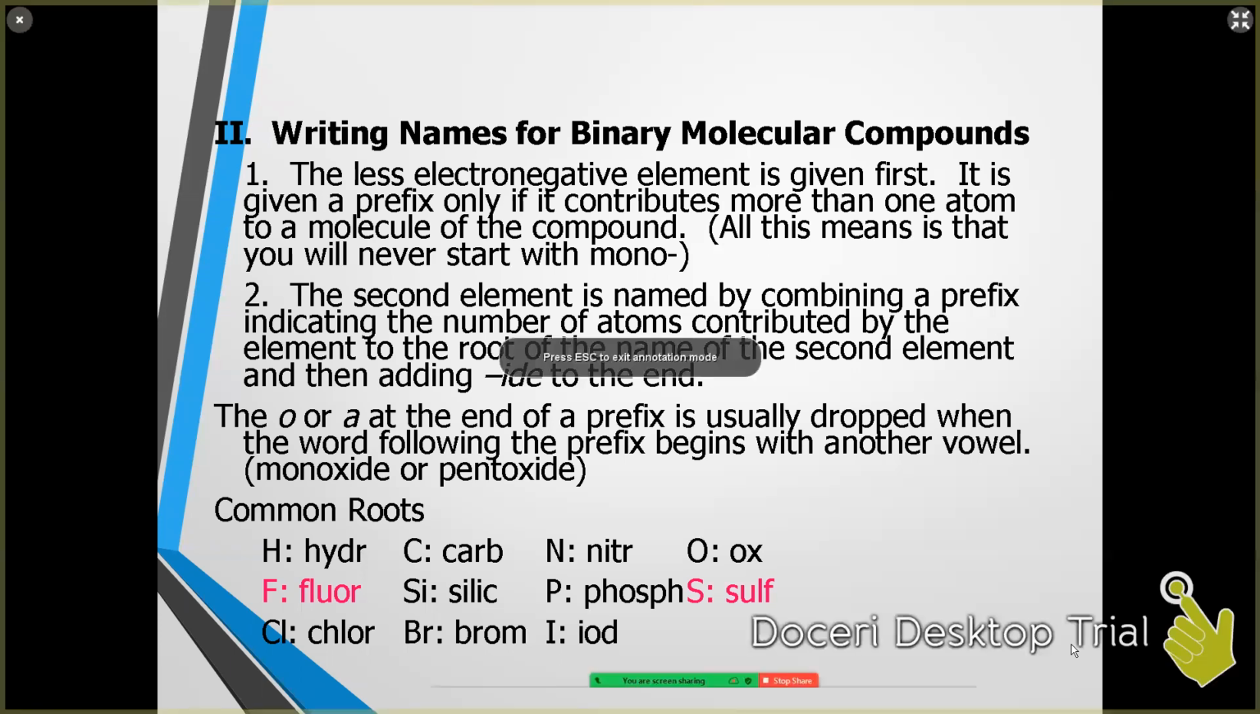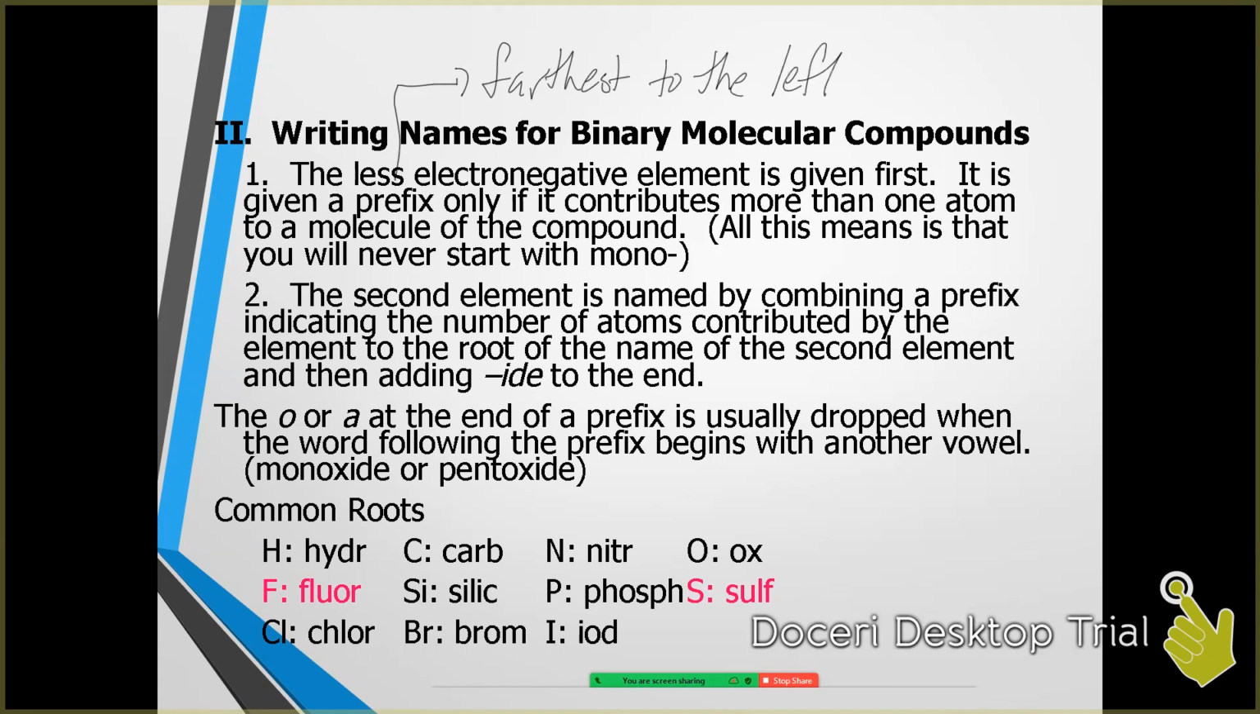Now you're going to be given the formula and you need to write the name. The less electronegative element is always given first, and that one is going to be the one that is farthest to the left of the periodic table. Usually you don't even have to worry about that, because most of the time you'll have the formula and you're writing the name, or you have the name and you're writing the formula.